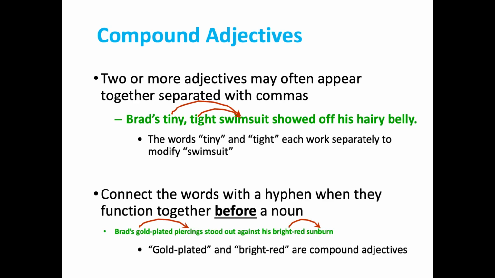Adjectives can be combined to modify the same object. Two or more adjectives may often appear together separated with commas. For example, Brad's tiny, tight swimsuit showed off his hairy belly. The words tiny and tight each work separately to modify swimsuit.